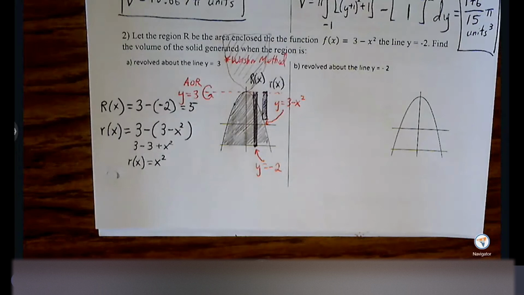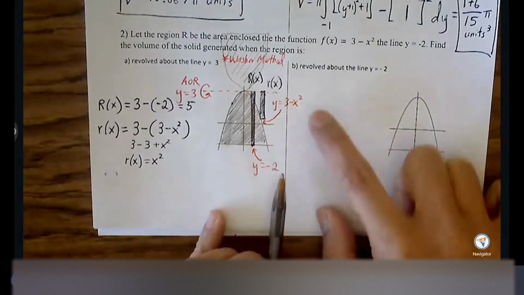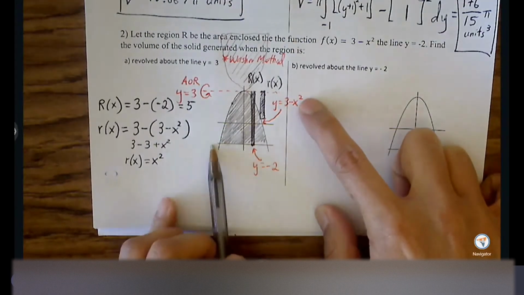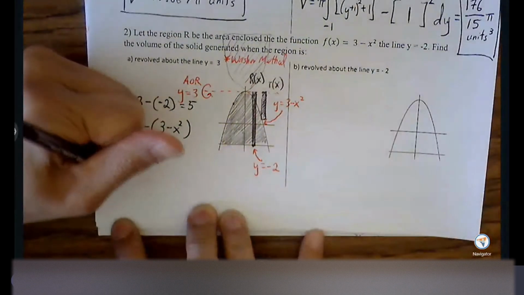Okay, we have big R, we have little r, but we still need what? Bounds. Okay. How can we find the bounds? Yeah, set the curve equal to the line. We're looking for these 2 points, and those 2 points are simply the intersection of the horizontal line and the parabola. Okay, find intersection.